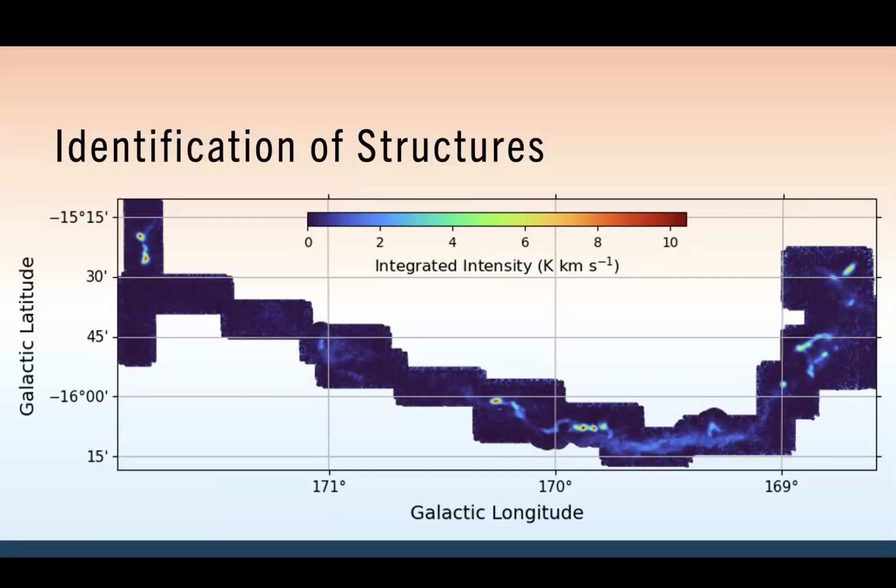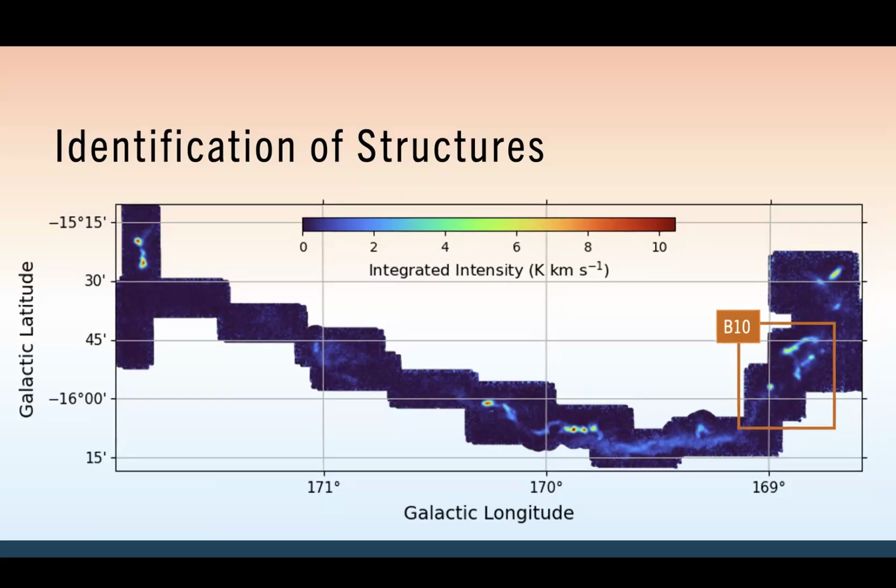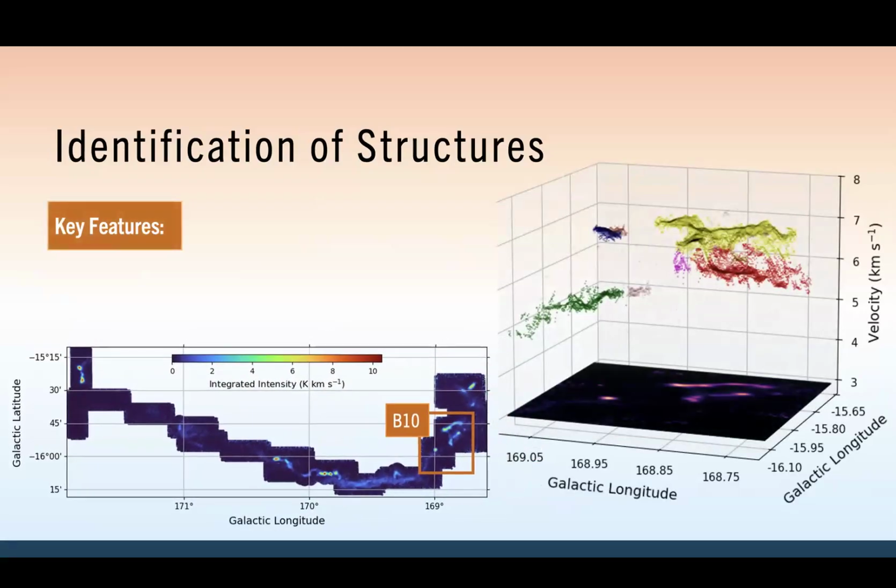Here's going to be an example of what that identification of structures looks like. And we'll do this specifically in a smaller region in the B10 region. So here we see a position velocity cube that ACORNs was able to output. Each of these colors is a different structure. So you can see a more extended green structure and then some slightly overlapping yellow and red here.